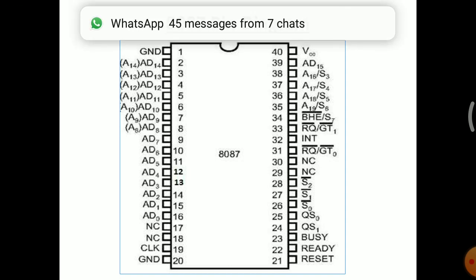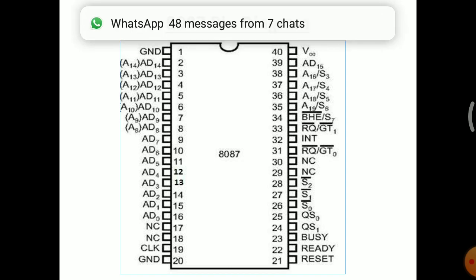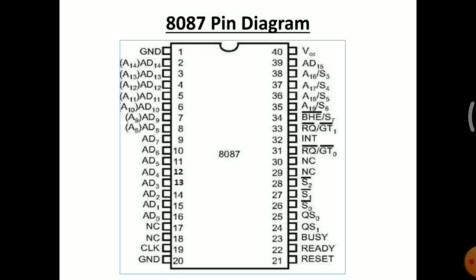Pin number 33, request oblique grant, RQ bar oblique GT bar 1, functions very much similar to the request grant pin of the 8257 DMA controller. We have studied that in the DMA controller. The request grant pin accepts the control of the buses from the 8086 microprocessor. So 8087 will become the master of these buses for performing various operations.